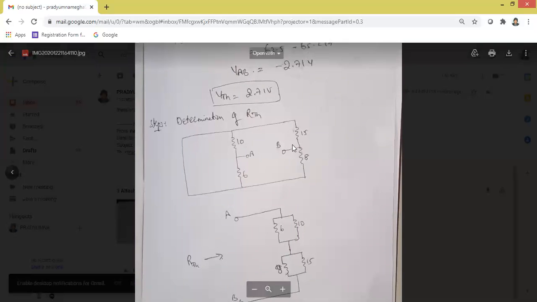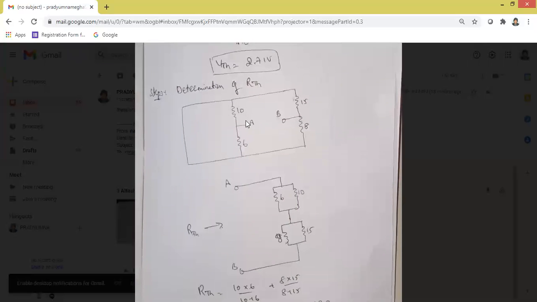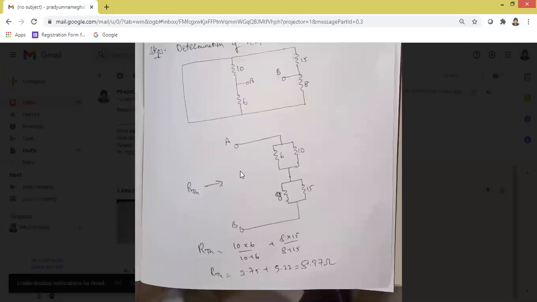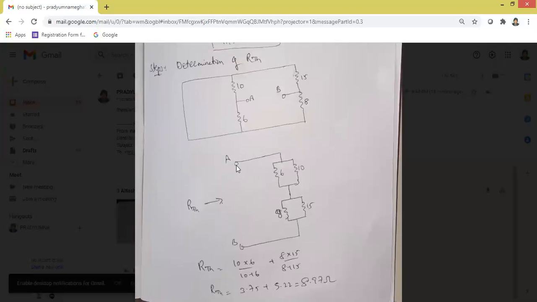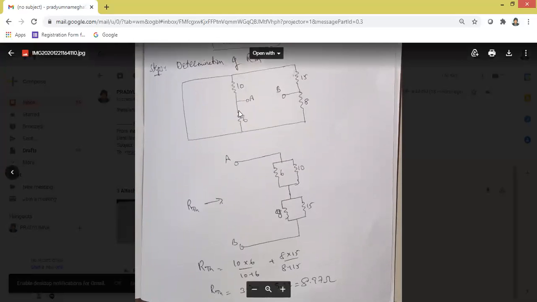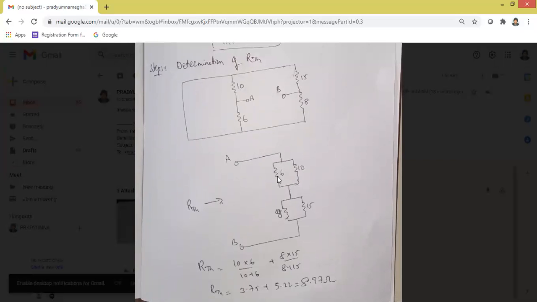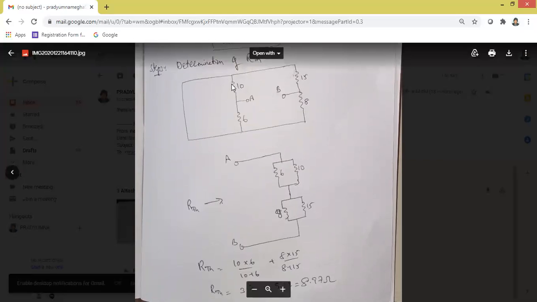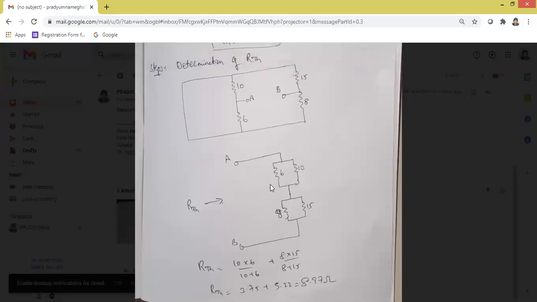Now, in order to know whether the resistors are connected in series or parallel, let us redraw the circuit taking the terminals. So I'm redrawing the circuit, starting from the terminal A. So if you see, A is connected to 10 and 6, the same direction. A is connected to 10 and 6 or 6 and 10. And both the junctions 10 and 6 are connected to each other. Here also you can see 10 and 6 are connected to each other.